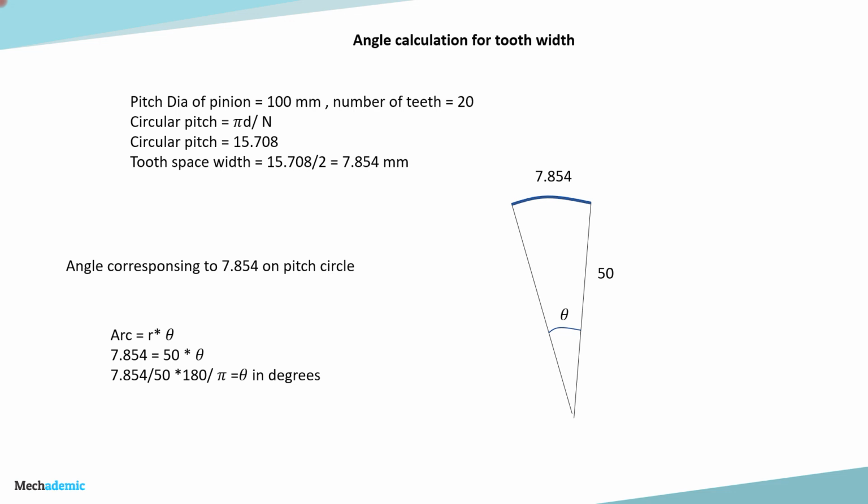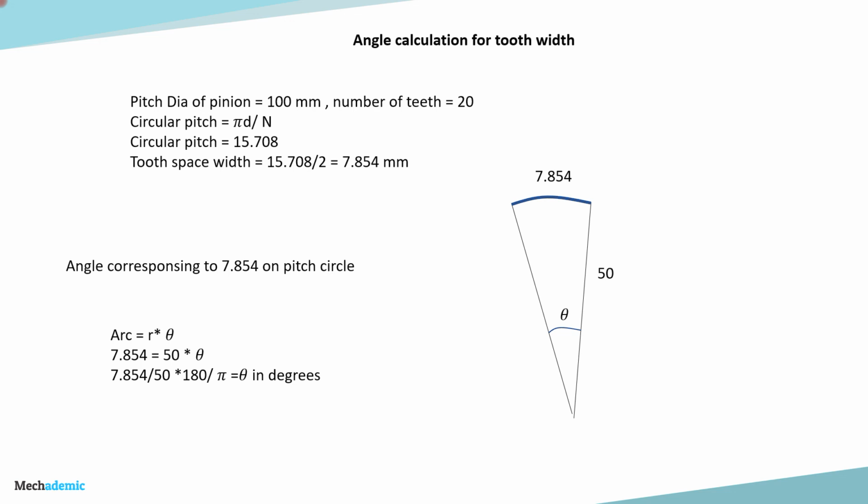Circular pitch is basically the distance on the circumference from one point of the teeth to the corresponding point on the next teeth. But we want to find the arc length in the space between the tooth. So that will be 15.708 divided by 2, which is 7.854. Now we have the arc length.